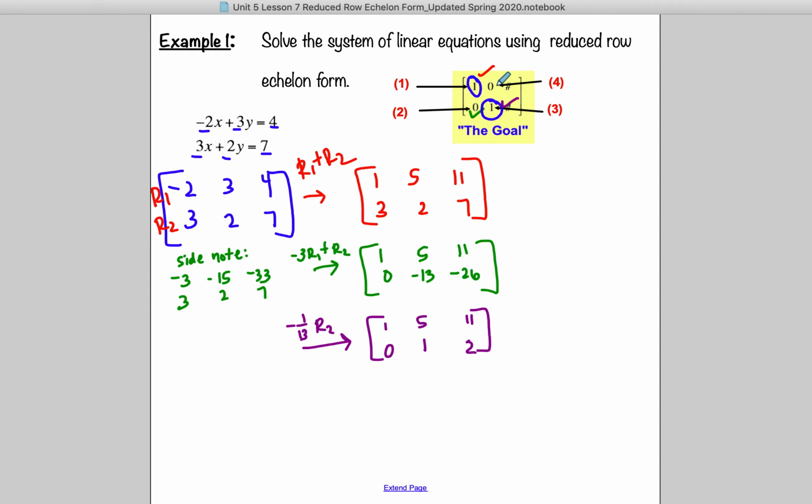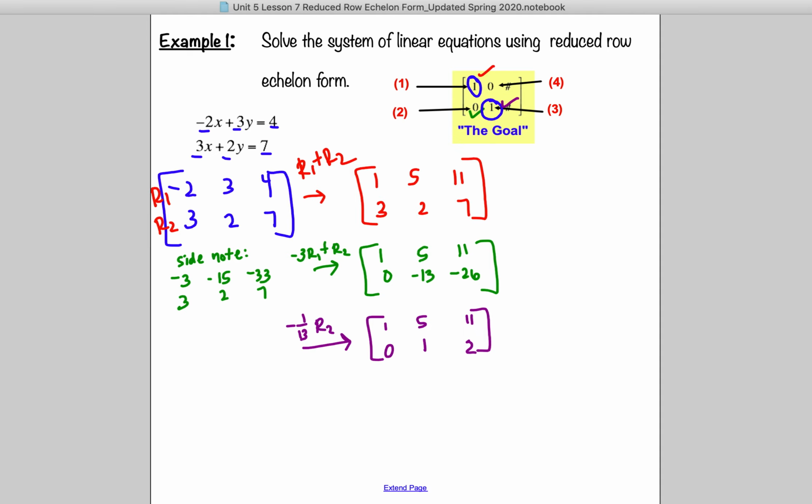Lastly, we need to make this a 0. Anytime we're trying to get zeros, you're mostly going to take the other row and multiply it by the opposite sign of what you need to get rid of. So right now, I need to get rid of this 5, so I'm going to multiply this by a negative 5. And then when I add the two together, I will get 0.